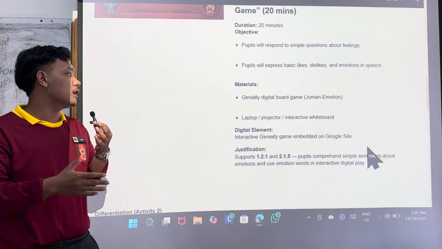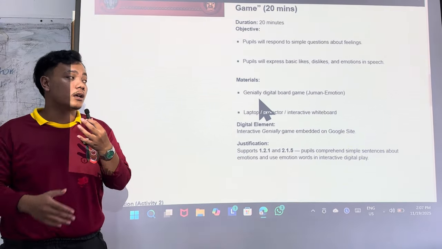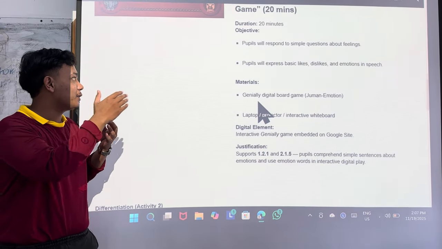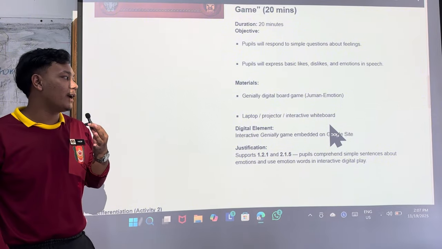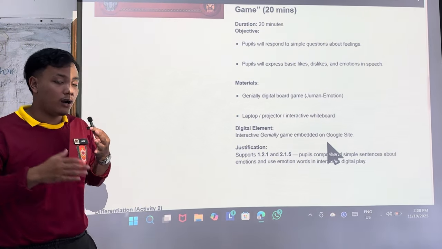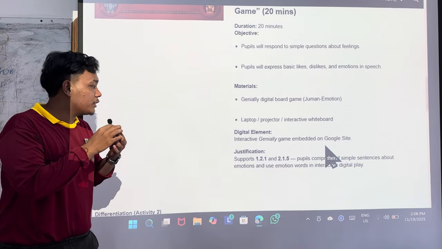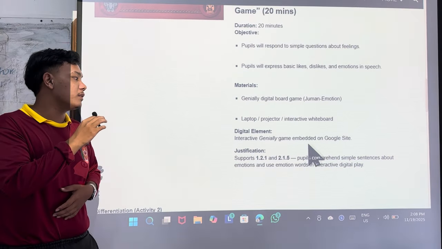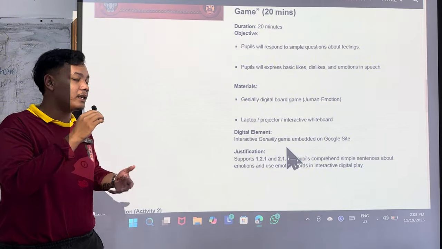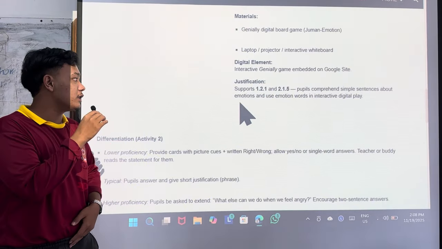The materials needed for this activity are a digital board game embedded in Google Classroom and the Google Site, and a laptop and projector, and an interactive whiteboard if the classroom has one. The digital element is an interactive game embedded on the Google Site. So the whole board game is actually digital.